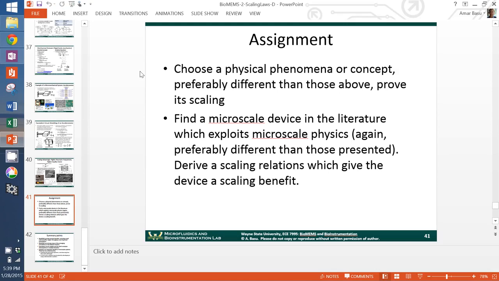The second part of the assignment is to find a microscale device in the literature which exploits microscale physics, again preferably different than the ones that were presented during class, and derive the scaling relations which give the device a scaling benefit. So the first part of it you're looking at strictly at physical phenomena, and the second you're going to be actually looking up a BioMEMS device or a MEMS device in the literature and showing why or how it exploits microscale physics.